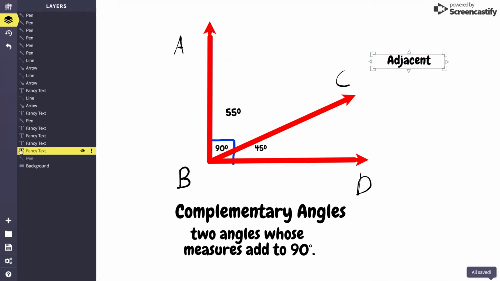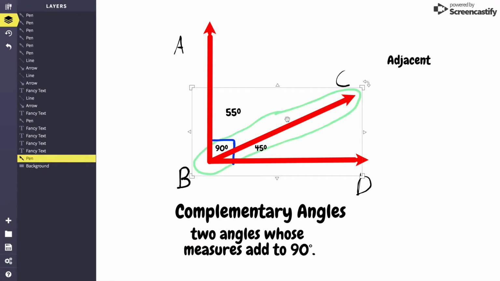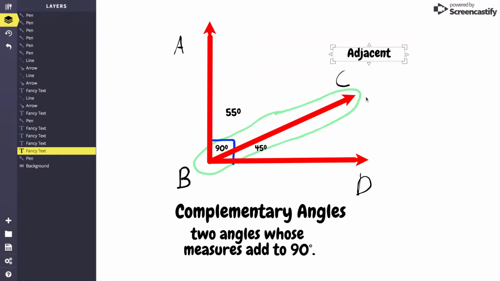Another vocab word that we're going to be using as well is an adjacent angle. Actually, angle ABC and angle CBD are adjacent angles because they share a common line. So line BC is shared by both angles, which means that those two angles are adjacent. So this is actually an adjacent complementary angle.